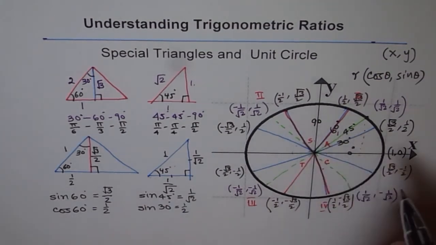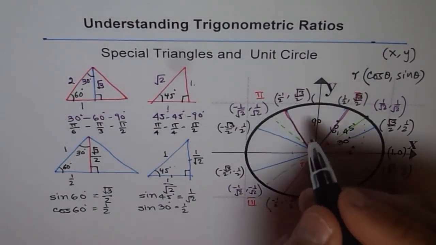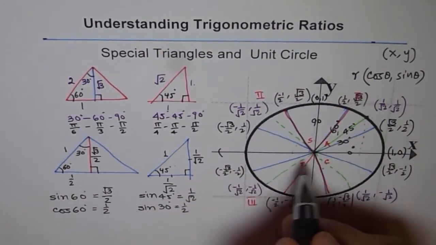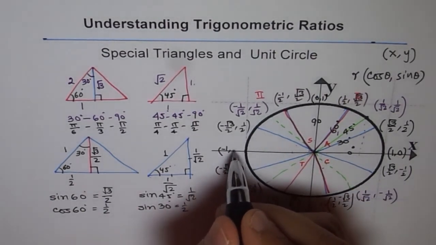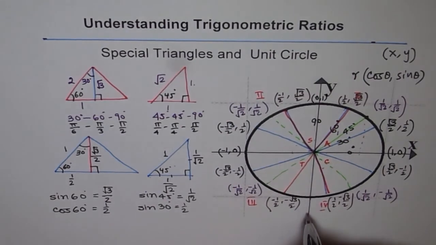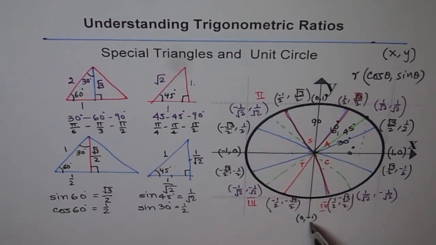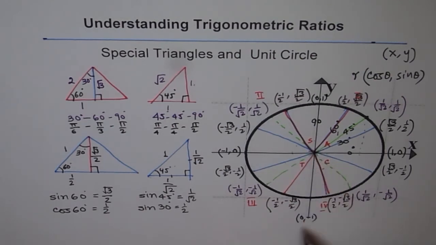Now for 90 degrees, what is the x value? X doesn't move, right? And y is 1, so 0 and 1, correct? And here for 180 degrees, the x value is minus 1 and y is 0. And at this point, your x value is 0 and y is minus 1. So sine of 270 degrees is minus 1 and cos of 270 degrees is 0. So now my circle is full. You understand how we got all this, right?